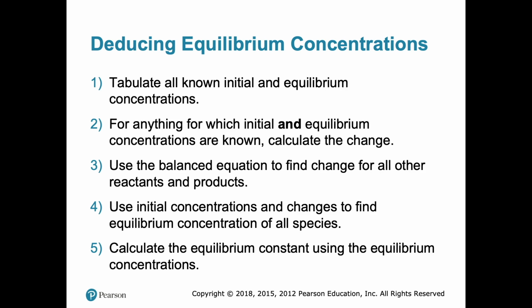So one more time: tabulate all the known concentrations at equilibrium and initially. For anything for which the initial and the equilibrium concentration is known, calculate its change. Use the balanced equation to find the change for all the other products and reactants. Then use the initial concentrations and changes to find the equilibrium concentration for all species. And then calculate the equilibrium constant using the equilibrium concentrations.